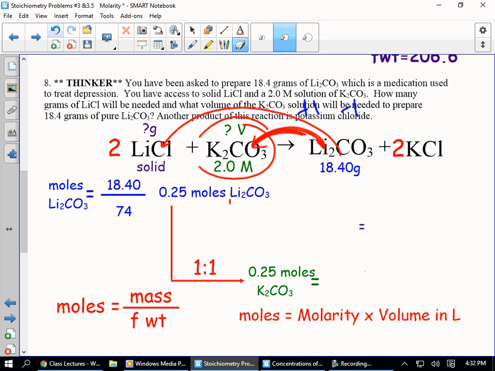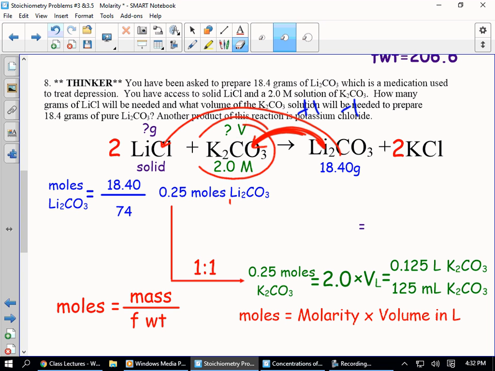Now, this is a solution. So which of these 2 formulas am I going to use if it's a solution? Absolutely, we're going to say we know the molarity. We're looking for the volume in liters. So I'm going to divide this by 2. And the number that's going to spit out on your calculator is going to be 0.125 liters, or you can say 125 milliliters of K2CO3. If you think you know how to finish it, pause it here and finish it out.